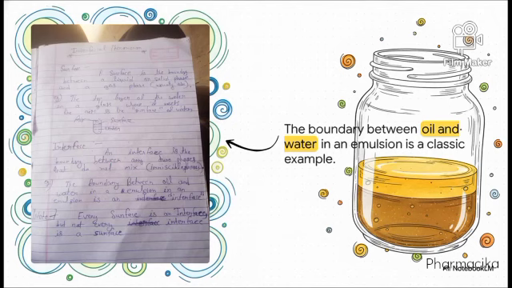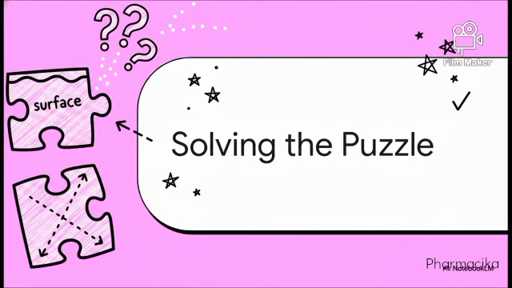And the classic example here, the one everyone thinks of, is oil and water. You know that shimmering, distinct line where they meet but just refuse to mix? Yeah, that is a perfect example of an interface. All right, so now we have both pieces of the puzzle, right? We know what a surface is, and we know what an interface is. So let's put them together and finally crack this riddle.